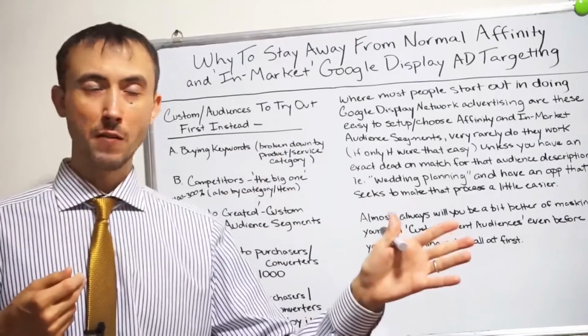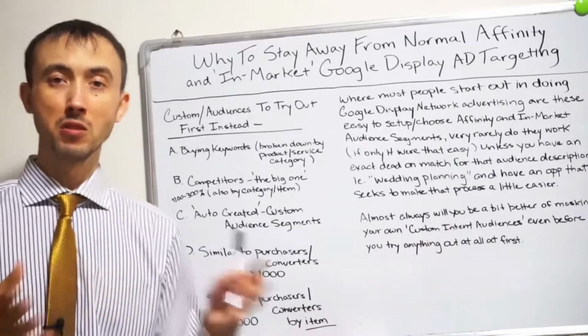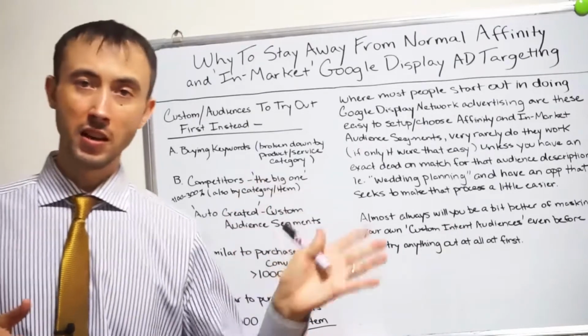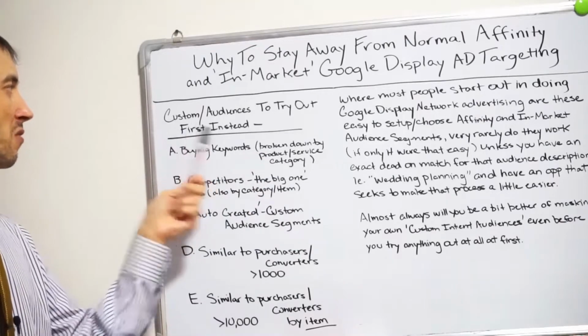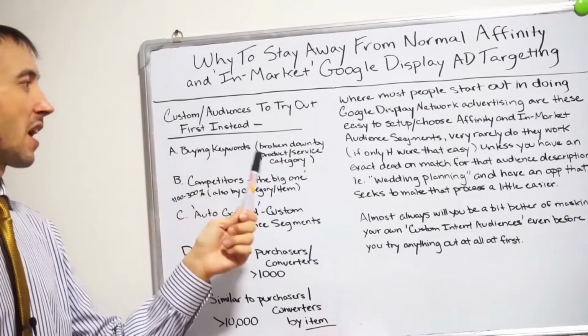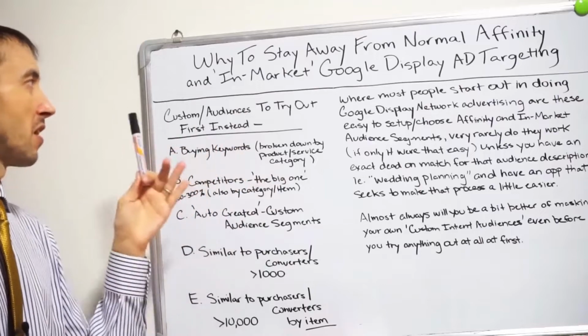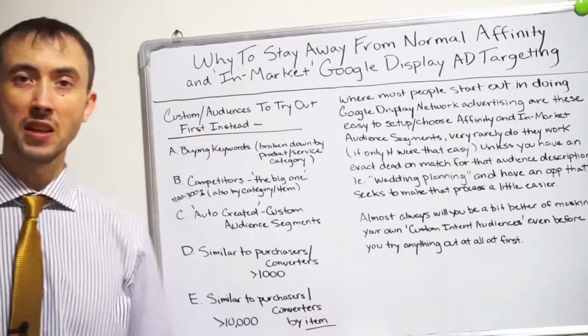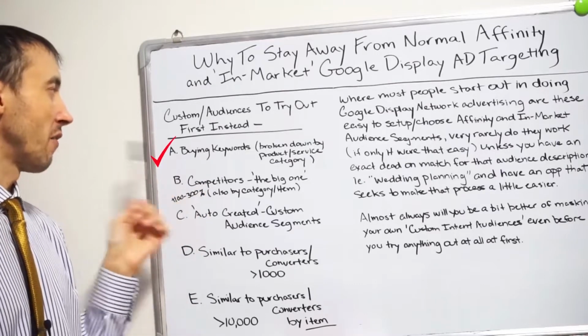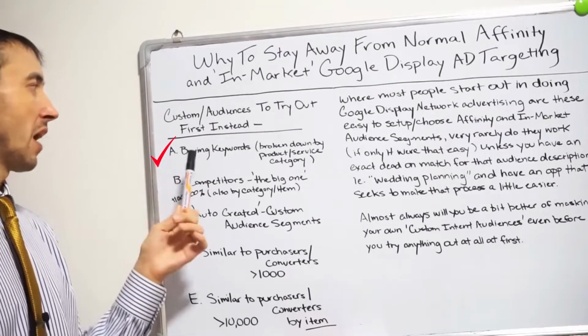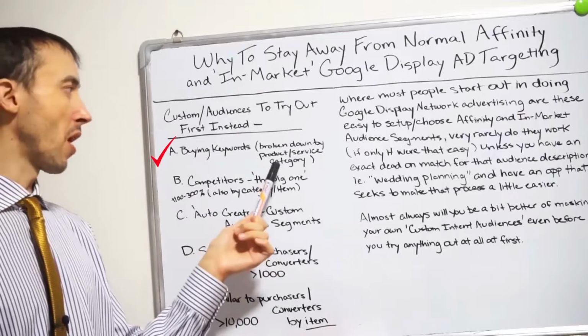I've gotten search engine advertising to work. I'm ready to go into display, and I'll go ahead and use these targeting options right away. So the custom audiences to try out first, instead of the pre-populated affinity and in-market Google Display Network targeting settings, would be number one, letter A here: buying keywords down to product or service category.